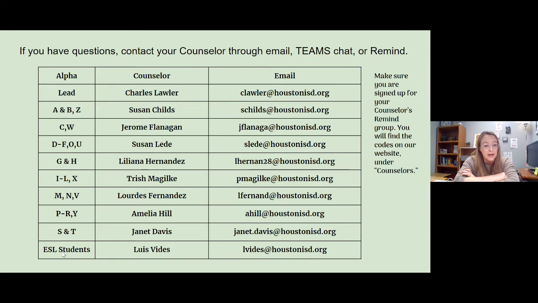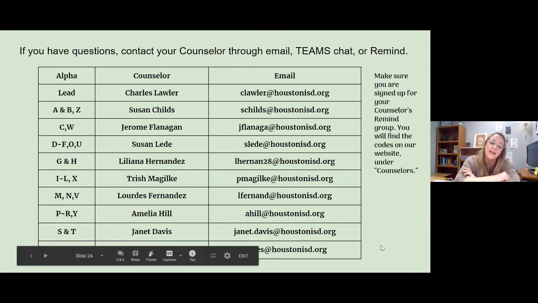We have Mr. Lawler, who's our lead counselor, Ms. Childs, who is the counselor over the last names A, B, and Z, Mr. Flanagan, who is the counselor over last names C and W, Ms. Leday, D through F, O and U, myself, if your last name starts with G and H, Ms. Magilke, who you saw earlier, I through L and X, Dr. Hernandez, M, N, and V, Ms. Hill is P through R and Y, Ms. Davis, S and T, and Mr. Vives is the ESL counselor.